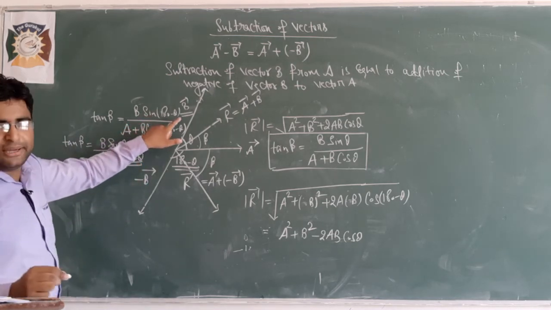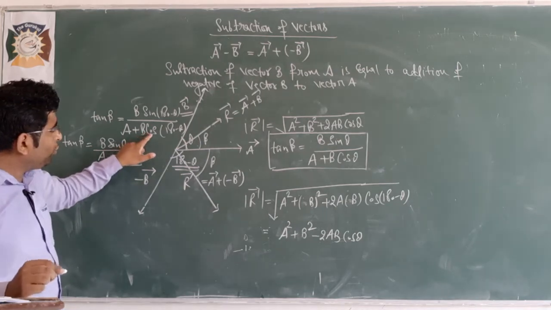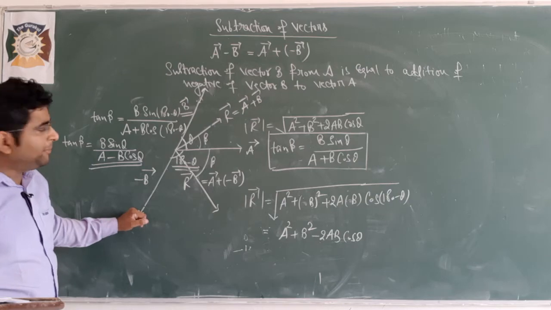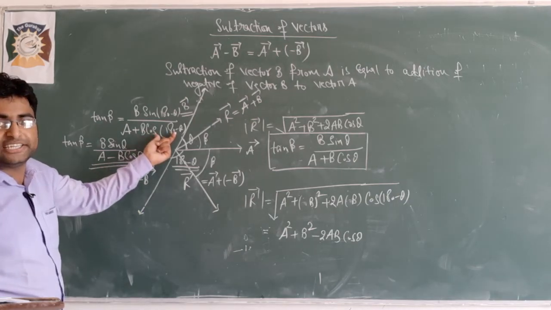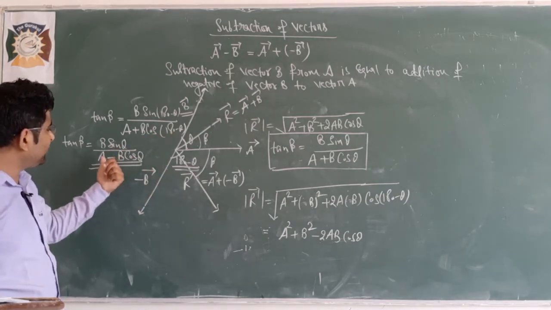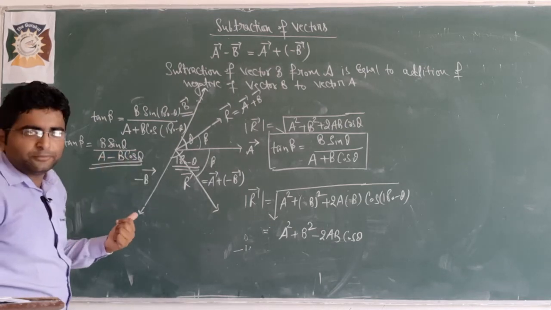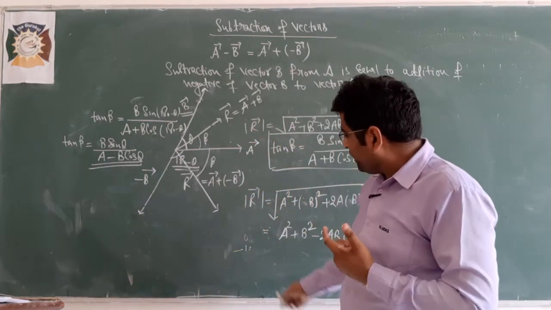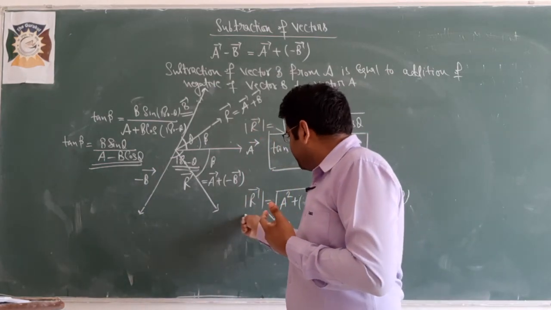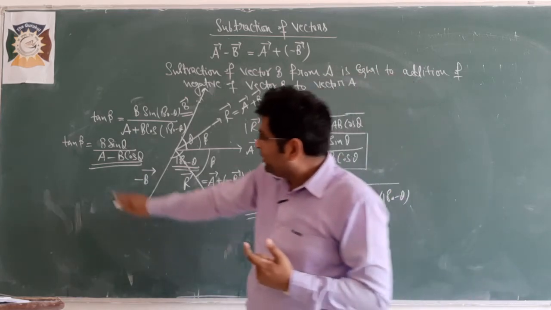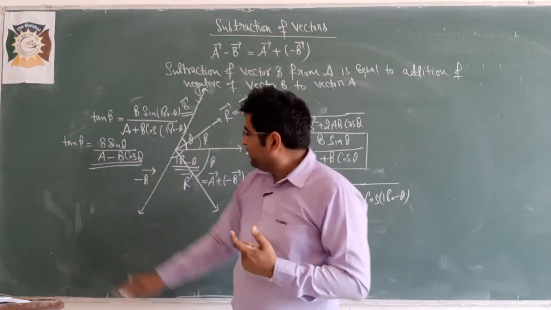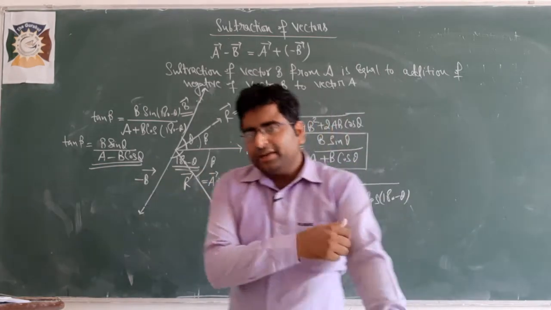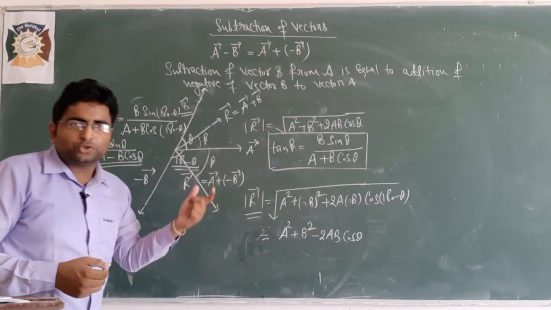Because beta, sine of 180 minus theta is equal to plus sine theta, cos of 180 minus theta is equal to minus cos theta, because in the second quadrant cos is negative, so it will become B sin theta over A minus B cos theta. Clear? So beta, this is a case of subtraction, and in the case of subtraction I have calculated the magnitude of resultant and the angle made by resultant with horizontal. Clear? So beta, now on the basis of subtraction of vectors I am doing two numericals.